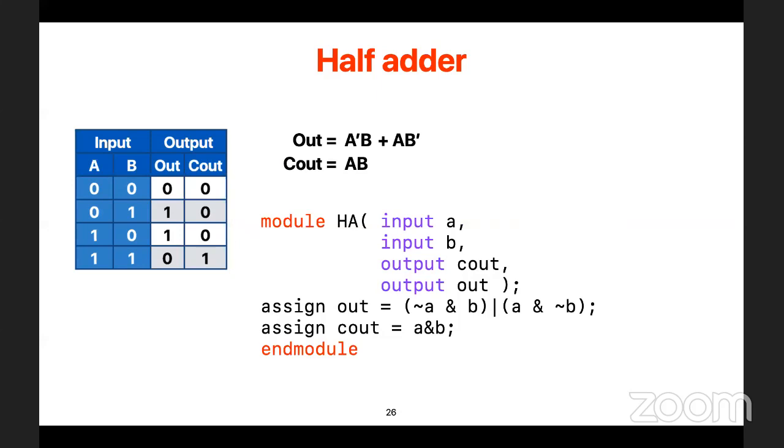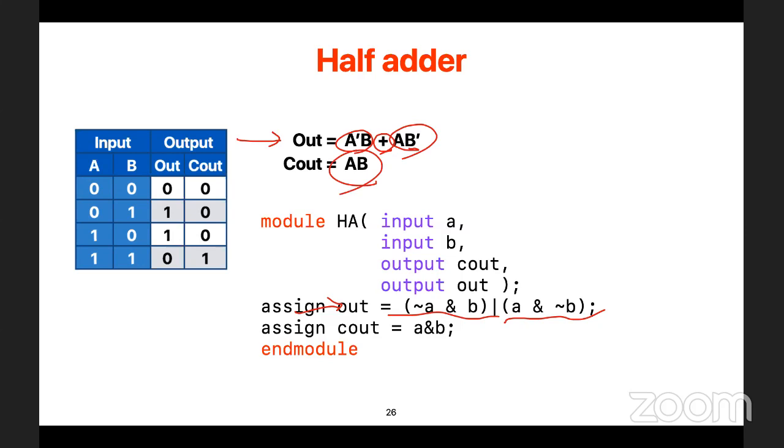for this half adder, the out is A prime B or A B prime. So when you assign out, you can do A prime B or A B prime, right? It's exactly the same as the Boolean functions that you can derive from the truth table. And if you don't know how to derive this, you probably have to review your material in CSE140 a little bit.